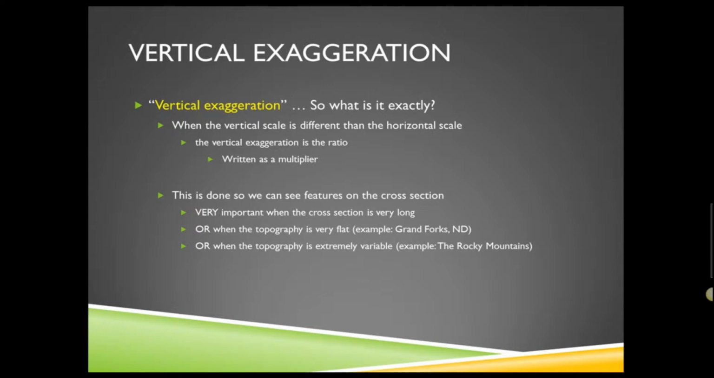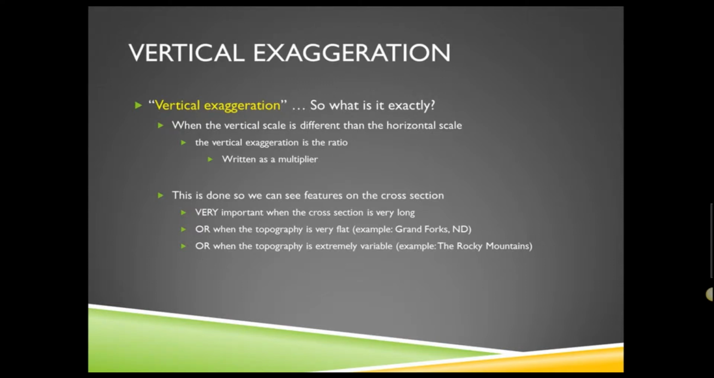This becomes very important if, for example, your cross-section is very, very long. Suppose you're doing a cross-section of a 200-mile transect across a mountain range. If your vertical scale was identical, your mountains would hardly show up at all because they're not 200 miles long. They're 200 miles long, but they're not 200 miles high. Their height relative to your length is very, very minimal.